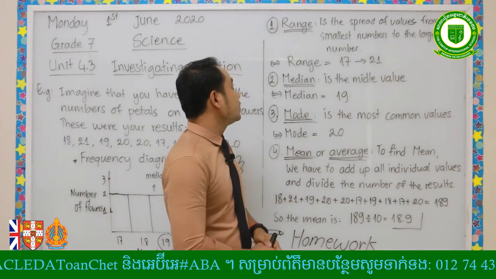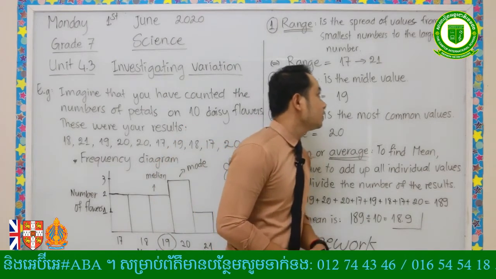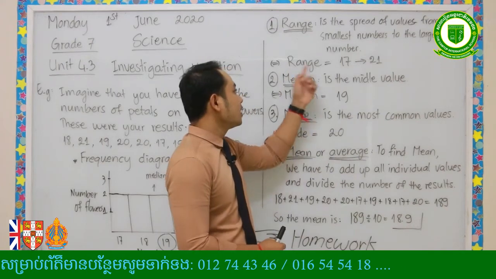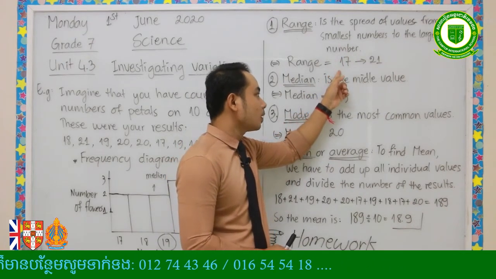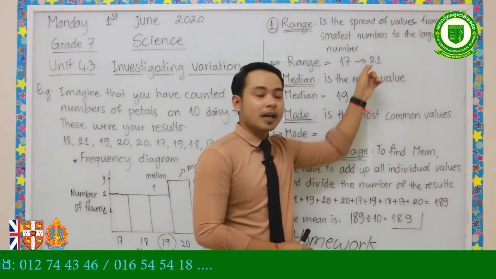Okay, in our lesson, you have already learned that range is the spread of the values from the smallest number to the largest number. So for the range here, number 17 is the smallest one, and number 21 is the largest number.